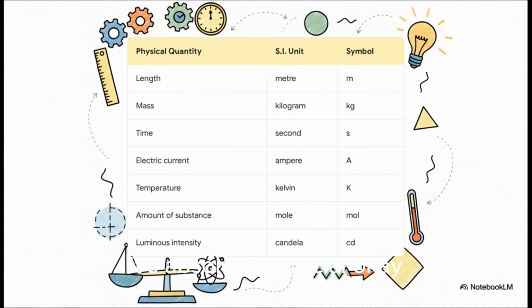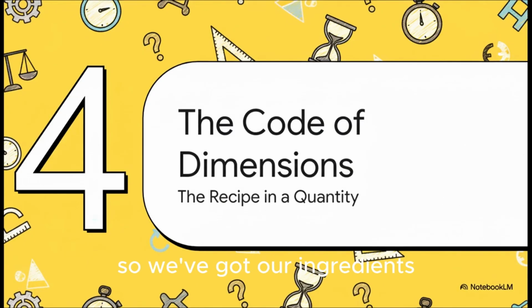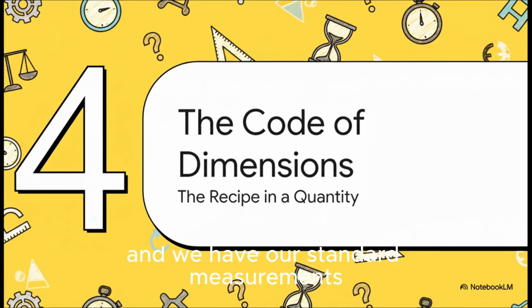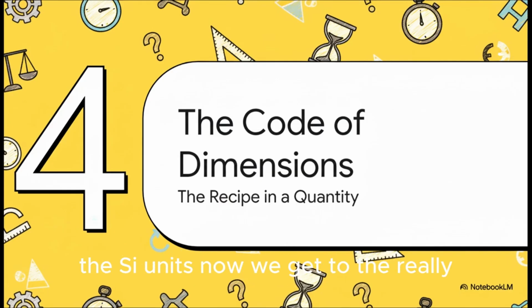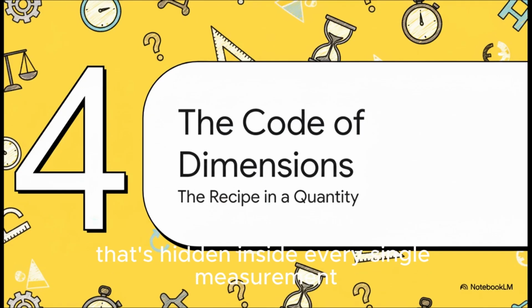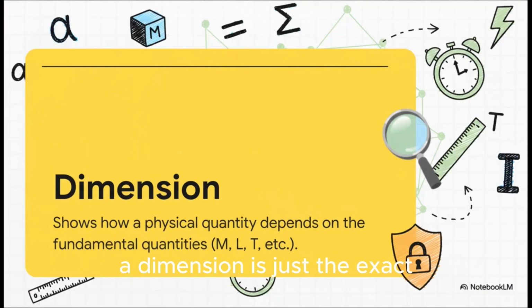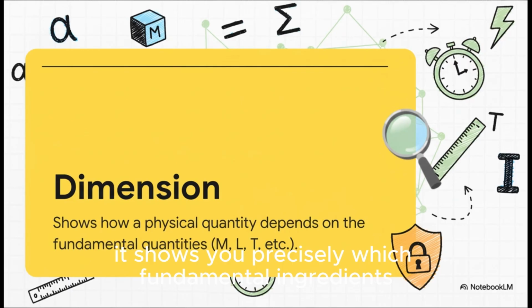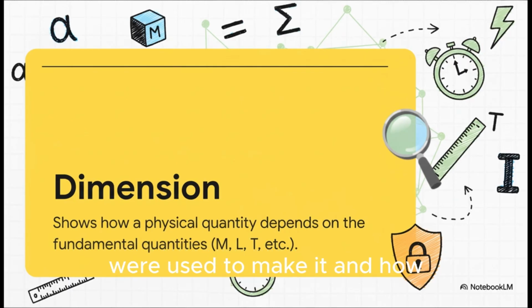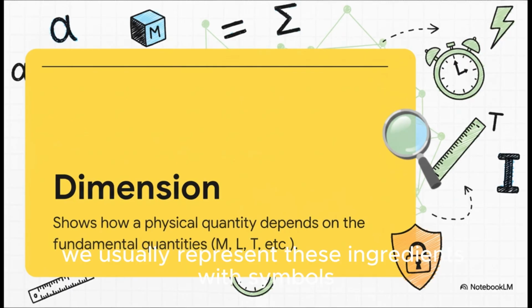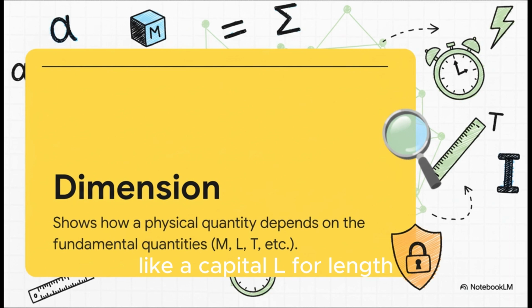It's absolutely crucial. Okay, so we've got our ingredients, the fundamental quantities, and we have our standard measurements, the SI units. Now we get to the really cool part, the secret code that's hidden inside every single measurement. And this is the concept of dimensions. A dimension is just the exact recipe for any physical quantity. It shows you precisely which fundamental ingredients were used to make it and how. We usually represent these ingredients with symbols, like a capital L for length, M for mass, and T for time.